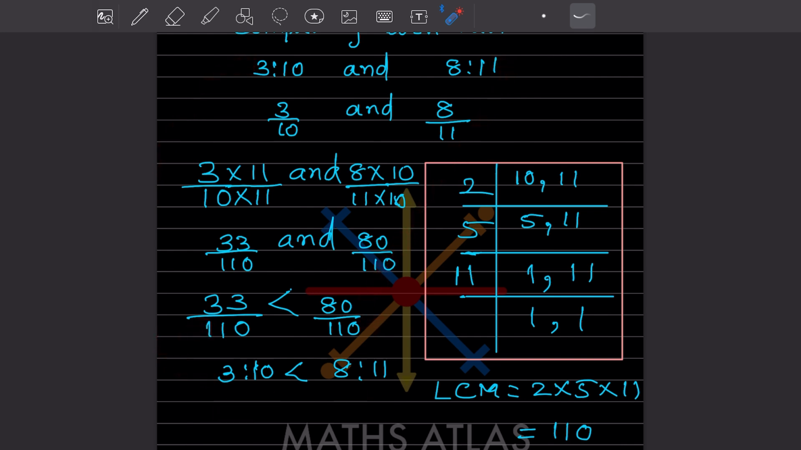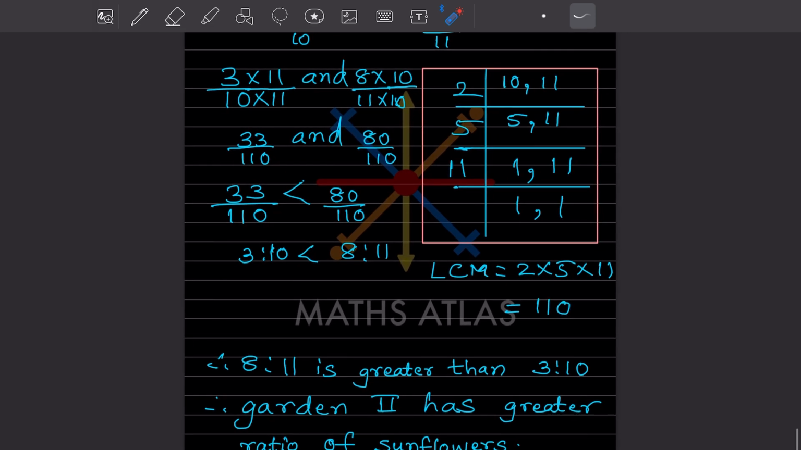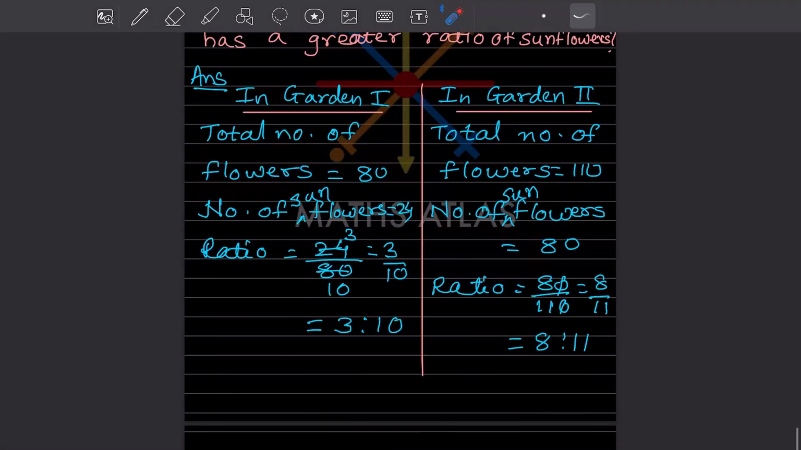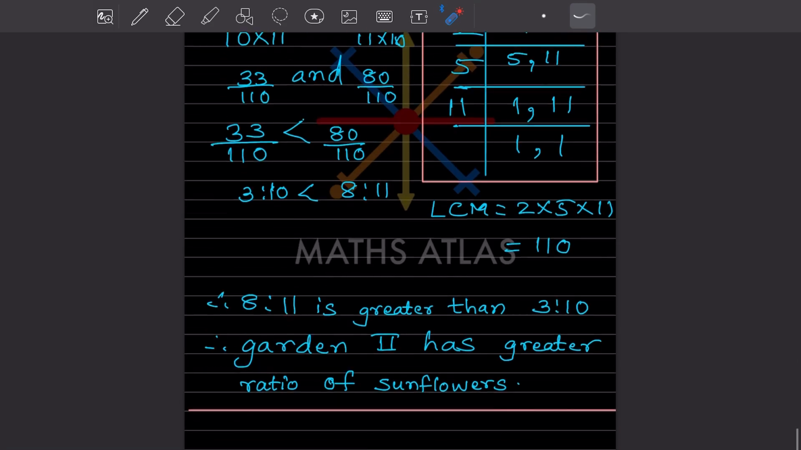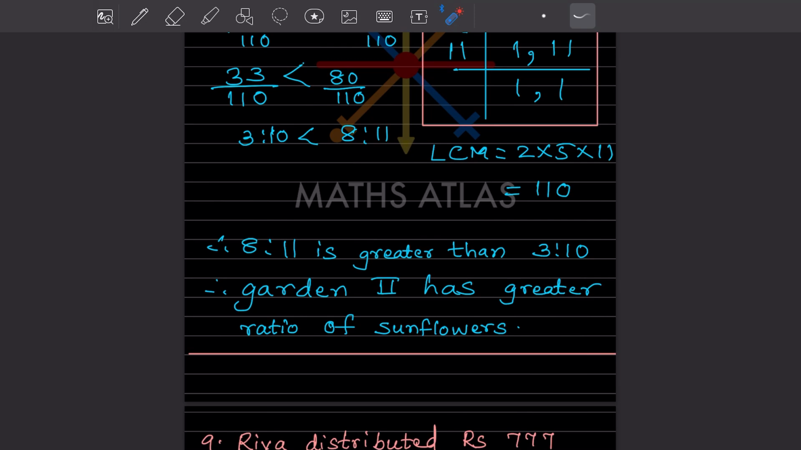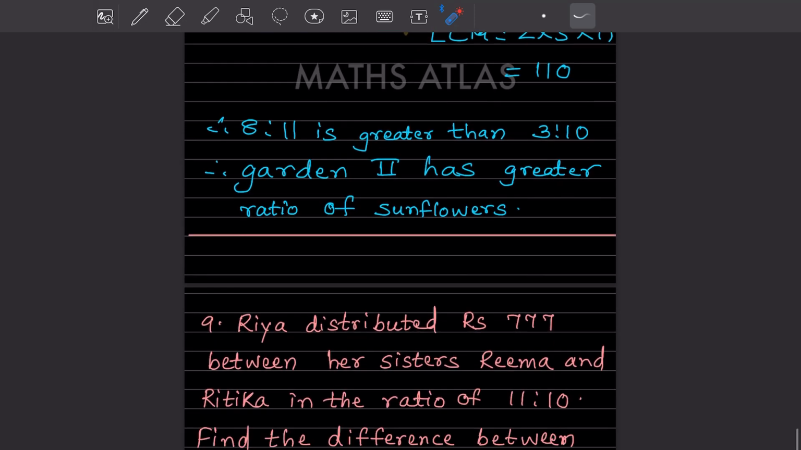So from this one, looking at the numbers, what you can see is 8 is to 11, isn't it? 80 by 110 is bigger, which means that is nothing but 8 is to 11. So 8 is to 11 is greater than 3 is to 10. So what is 8 is to 11? This is garden 2. So we can say garden 2 has the greater ratio of sunflowers. Hope that is clear. So now let us go for the next problem.